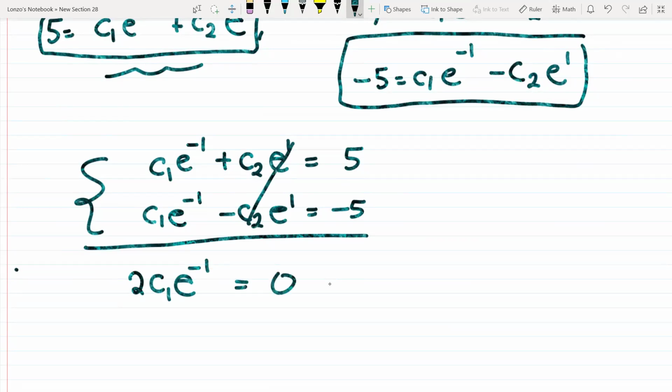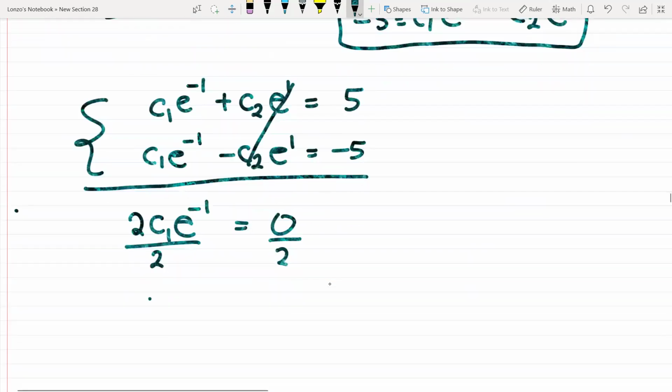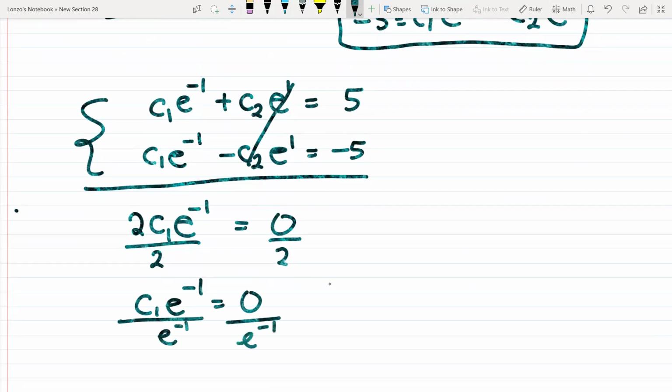Go ahead and try to solve for C1. What I would do next is get rid of the constants. Your constants are 2 and e to the -1. Let's get rid of the 2 first, so I'll divide both sides by 2. Now you're left with c1 e to the -1, and 0 divided by 2 is 0. Then e to the -1 is a constant, so you can get rid of it by dividing both sides by e to the -1. So I get c1 equals 0.